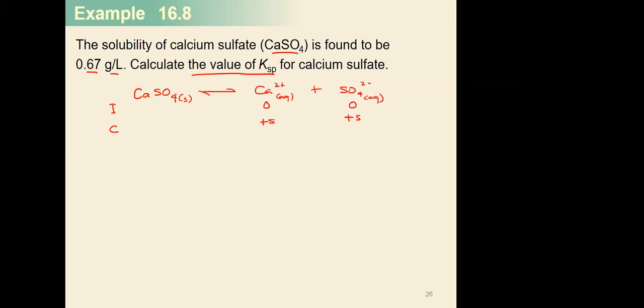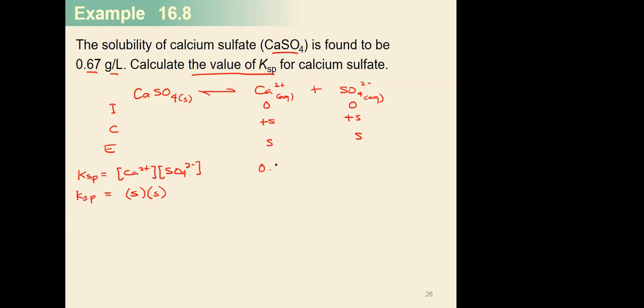And then, what do we have at equilibrium? S and S. So if we're going to express this, Ksp is equal to what? Calcium 2 plus times SO4 2 minus, or S times S. And if we do that, what will happen? We need to get what S is.